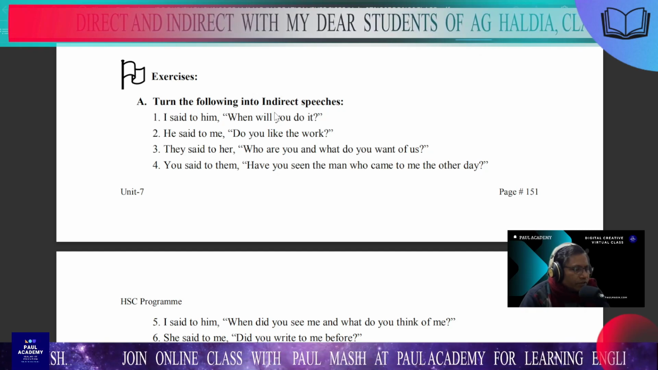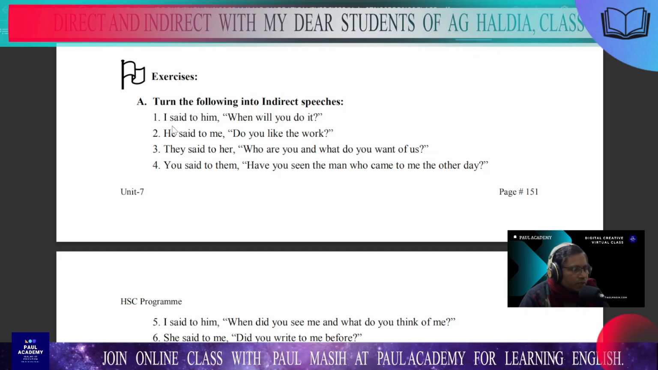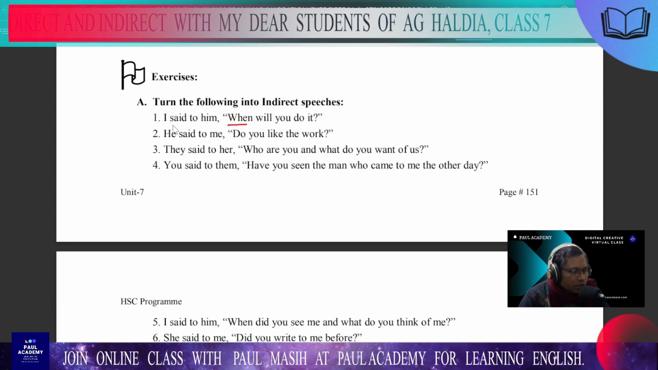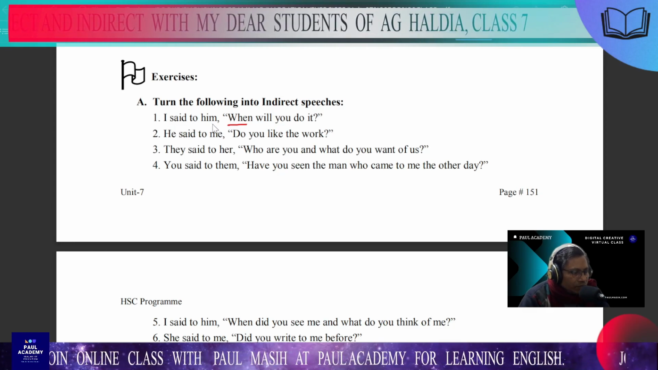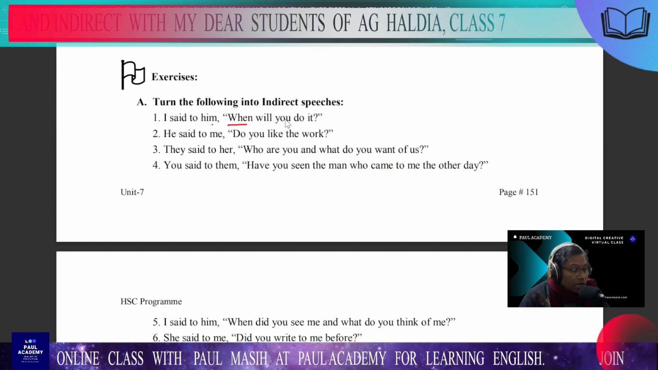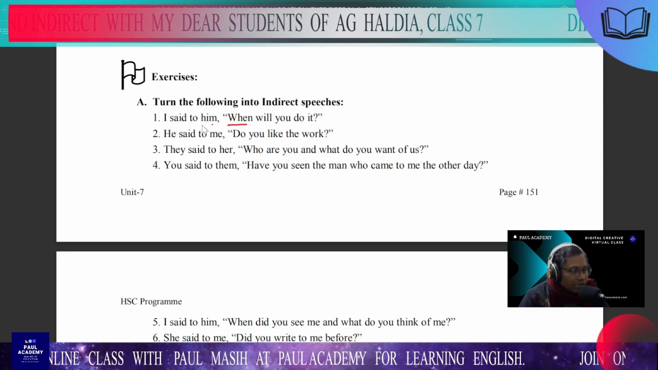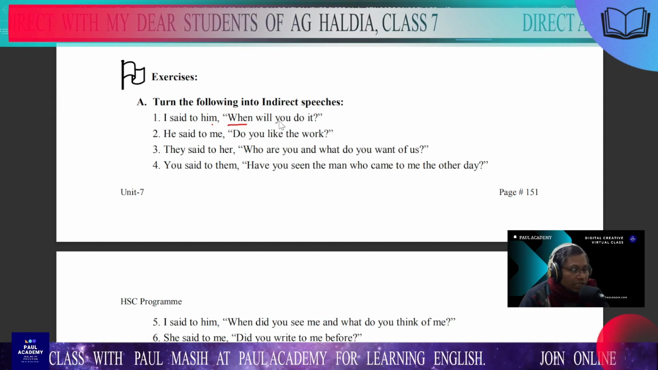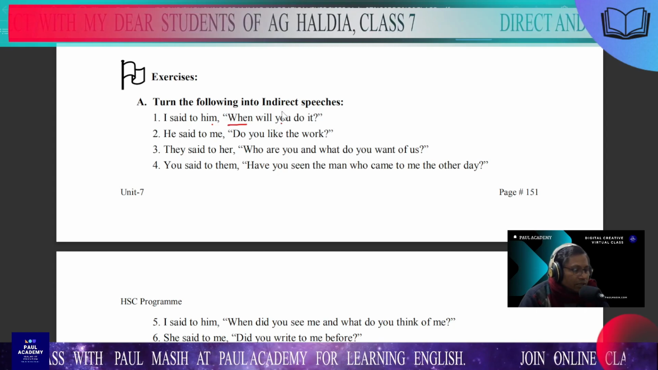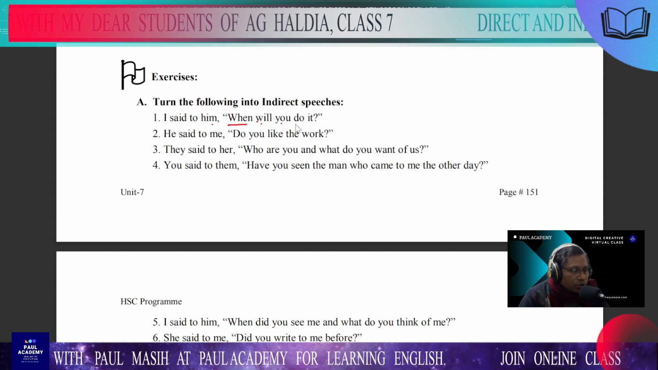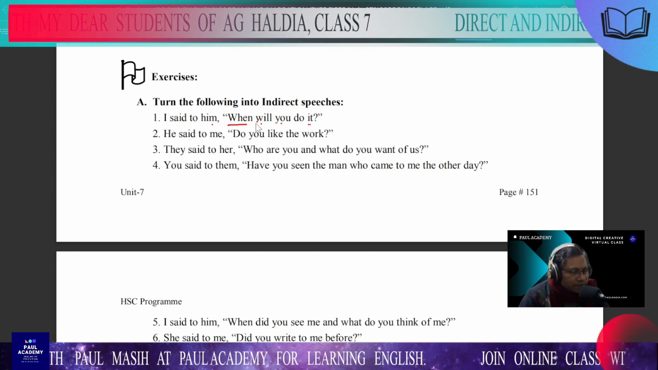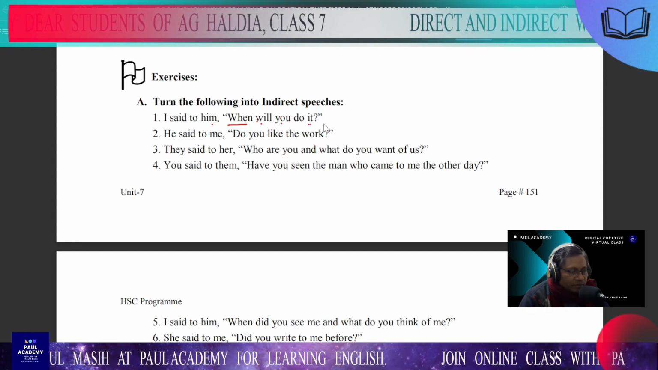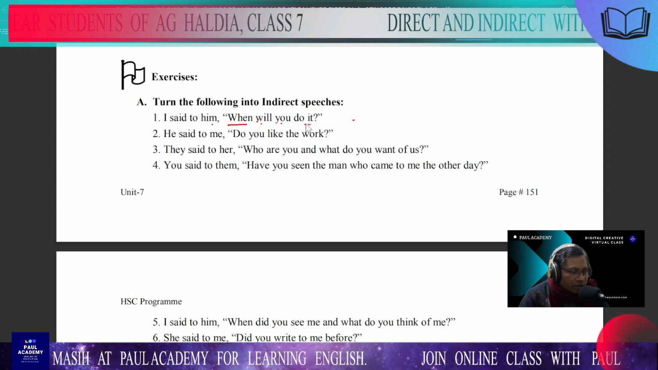I'll just help you to do the first one. Turn the following into indirect speech. He said to him, "When will you do it?" This is a WH question. He asked him. Don't use asked to. We never use asked to. When he would do that. You changes into he, will changes into would. Do that or it, you can write. Okay, so he asked him when he would do it. Okay, and full stop, no question mark.